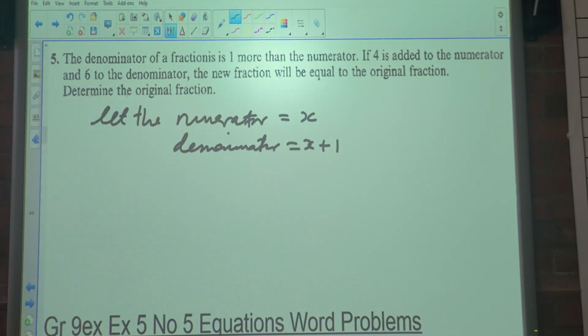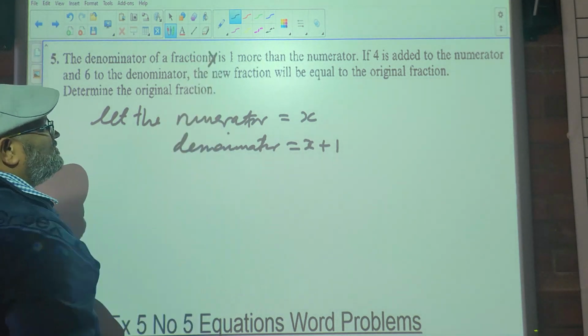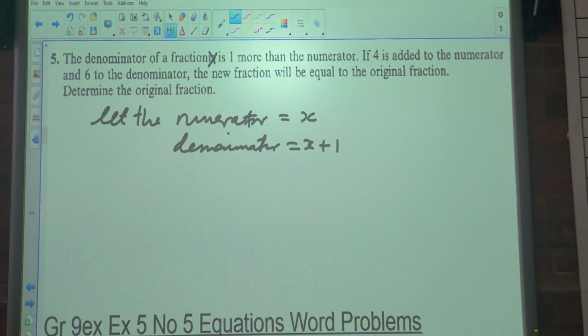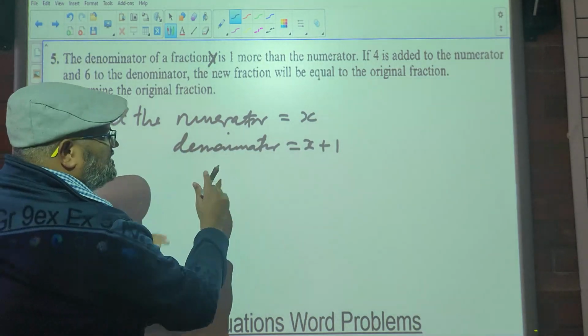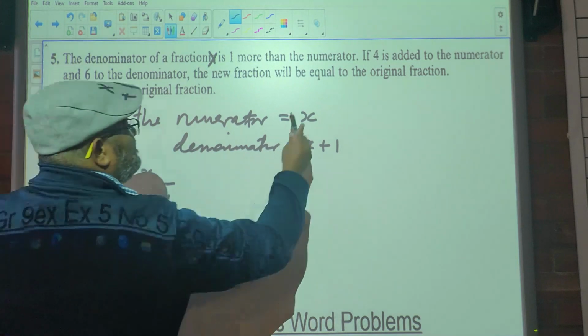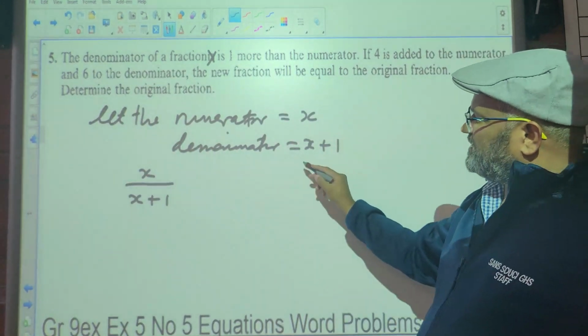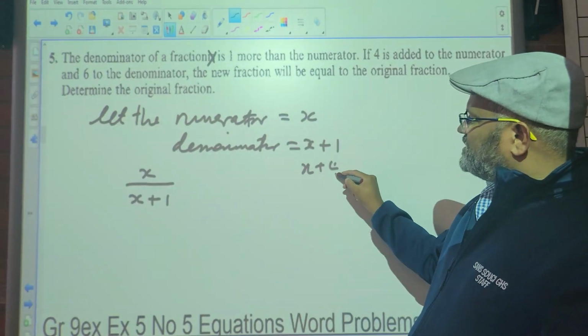The denominator of a fraction. There is a mistake there. Okay, I'm getting there. I can also pick up mistakes now in the spelling. Right, the denominator of a fraction is one more than the numerator. If 4 is added to the numerator, so in other words, this is a fraction they're talking about here, not some. It's x over x plus 1. If 4 is added to the numerator, in other words, we've got x plus 4.